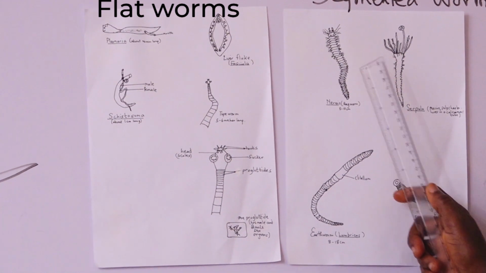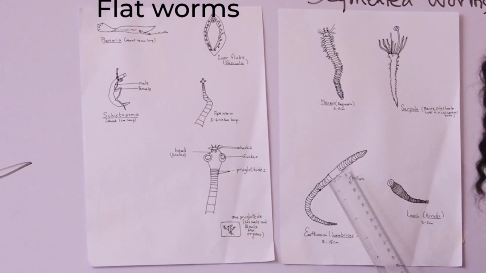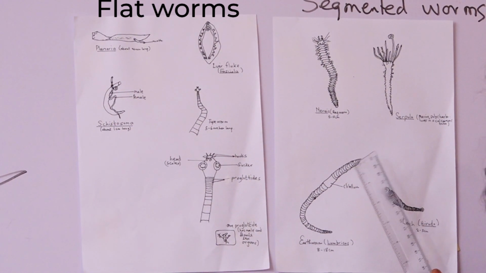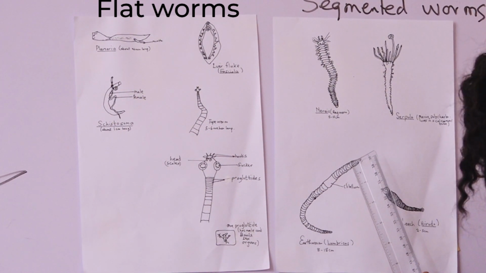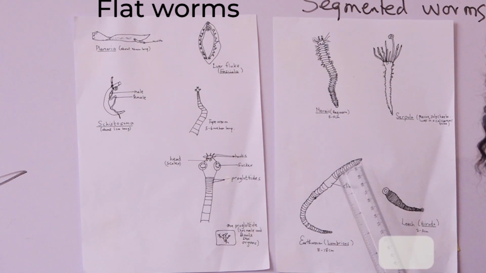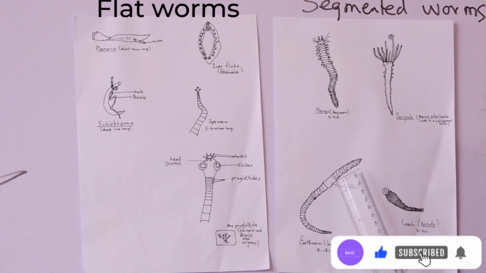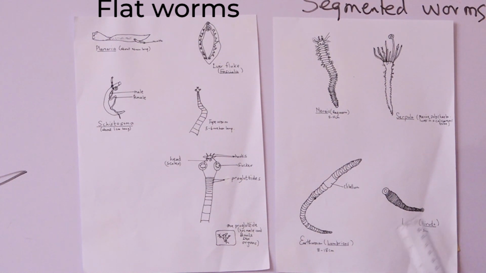That's the ragworm. You come to the earthworm, it's also truly segmented, but the bristles, chaetae, are tiny. There's this smooth bit here called the clitellum. It is used for reproduction. And then you have this leech. It's also a segmented worm.